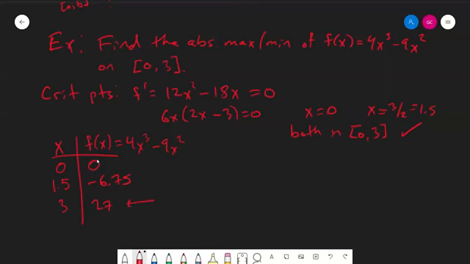So 27 is the highest output. That represents your absolute maximum. And negative 6.75 is your lowest output. So that represents your absolute minimum.